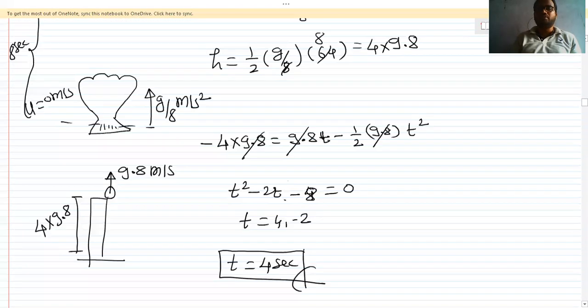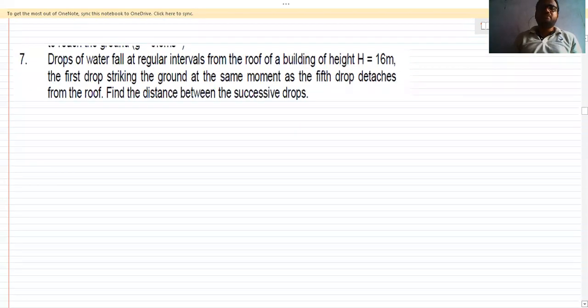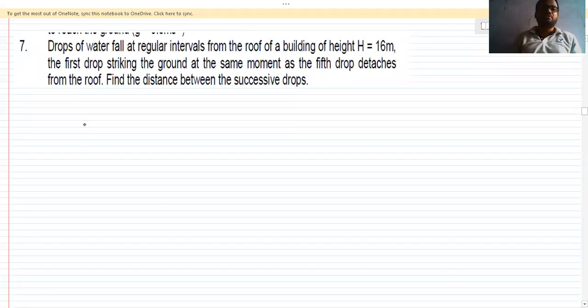Yes, sixth question answer is 4 seconds. Now seventh question. Drops of water fall at regular intervals from the roof of a building of height 16 meter. The first drop strikes the ground at the same moment as the fifth drop detaches from the roof. Find the distance between successive drops.